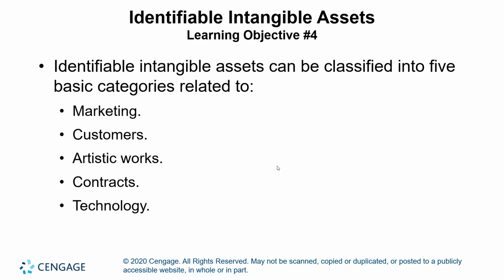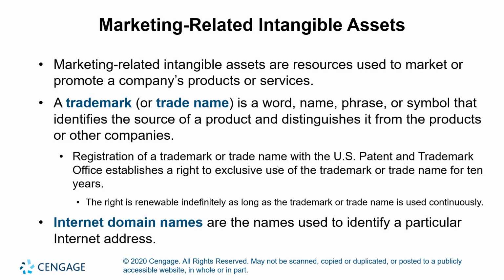Identifiable assets can be classified into 5 basic categories: marketing, customers, artistic works, contracts, and technology. Marketing-related intangibles are resources used to market and promote the company. This would be a trademark or a trade name, a word or phrase or symbol that identifies the product and distinguishes the product from others, like the Michael Jordan Jumpman, right?